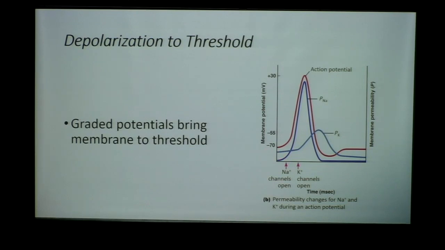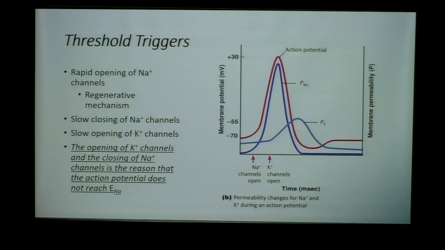If we look at potassium's permeability, we'll see that as sodium's permeability decreases, potassium's permeability is slowly rising, and it's going to peak at this midpoint of sodium's closure, the closure of those sodium channels. And then it will also decrease as we repolarize the membrane, okay? So we have rapid opening of sodium channels. This is a regenerative mechanism. And by regenerative, we mean that it's going to happen again and again and again, if the conditions are made right.